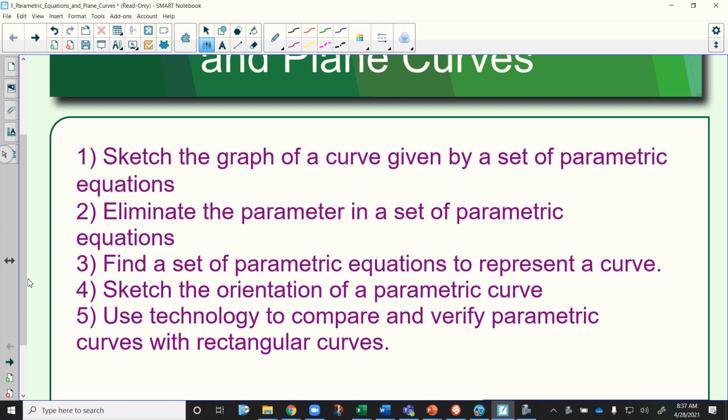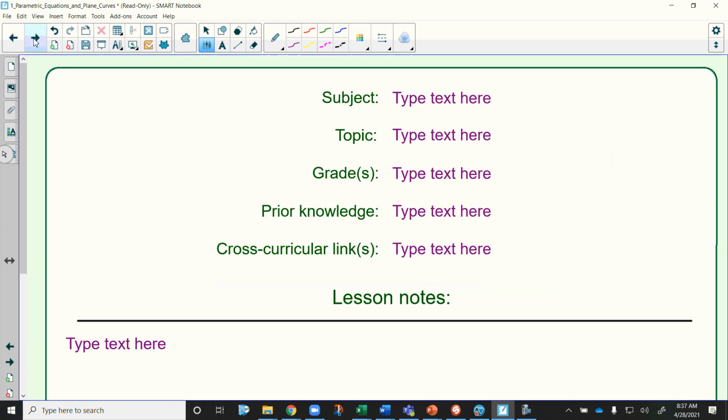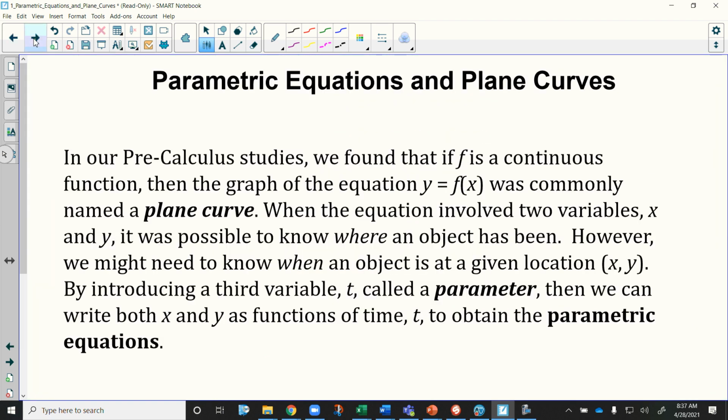Because there's going to be some things that we're going to want to work with parametric equations that are just going to be too tedious or time consuming to try to do with anything besides a calculator. So these are a set of skills that we're primarily going to be practicing in the material for this lesson. So let's take a look here.